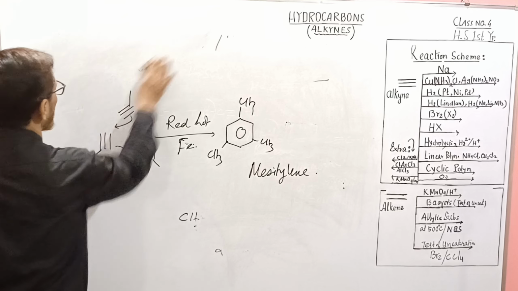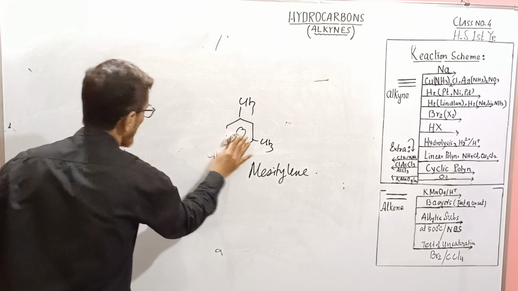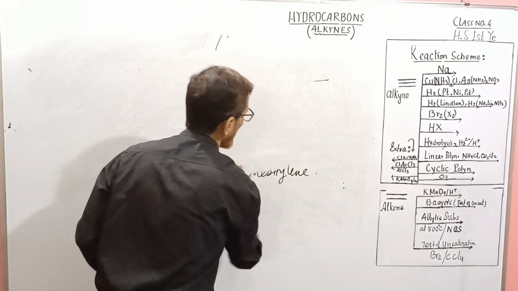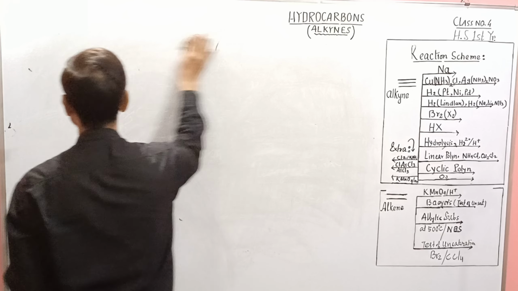This is again very important. You are getting aromatic hydrocarbon from alkyne when it is passed through red hot iron.